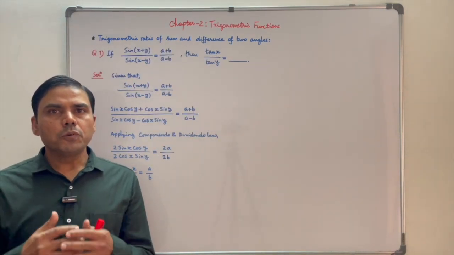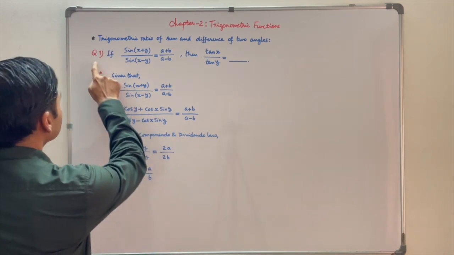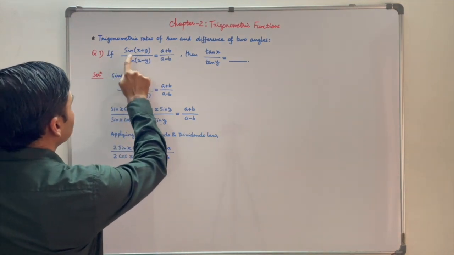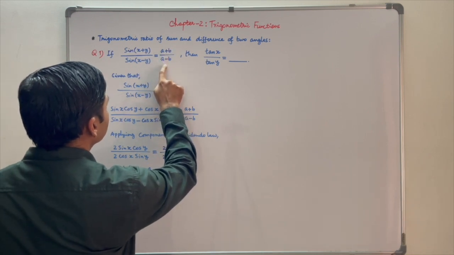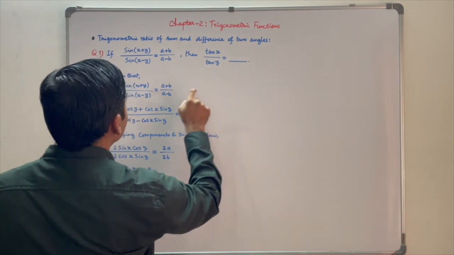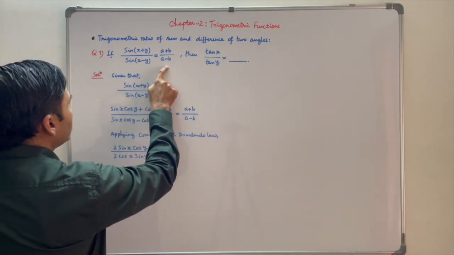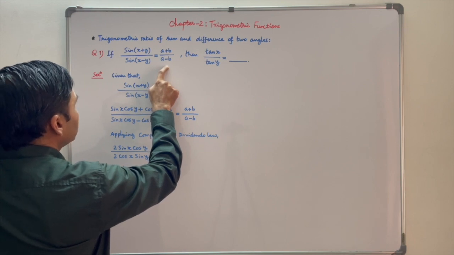Now let us solve few questions based on the formulas we have just seen. First question, if sin x plus y upon sin x minus y is equal to a plus b upon a minus b, then tan x upon tan y is equal to what? By just looking at this, you may guess that we are going to apply componendo and dividendo law, and that is exactly what we are going to do.